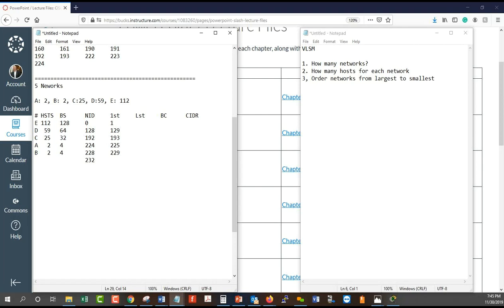Now let's do the last, or the broadcast. So the broadcast is going to be 1 less than the next network ID. So the next network ID is 128. So we're going to do 127, 191, 223. There we go. Then 227. And then 231. And let's get our last before we do our CIDRs.